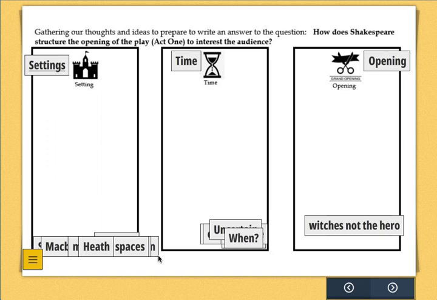So what other settings are there in the play and what might they symbolise? Let's have a look. The first setting that we come to is the Heath, where the witches are at the very beginning of the play.